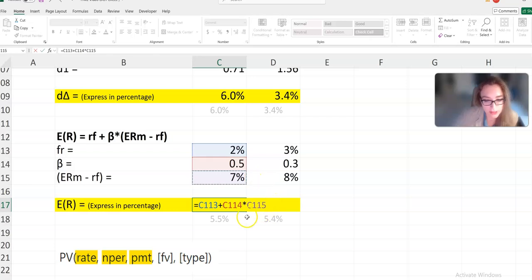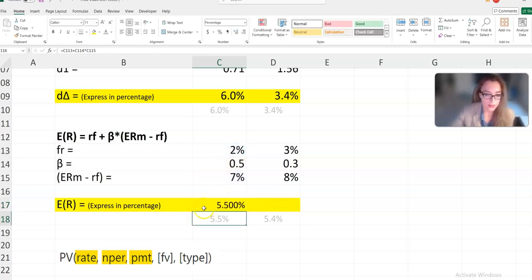So in the mathematical expression, multiplication takes a priority, so Excel will first calculate this part and then add C13 to it. And yes, we get 5.5%, remove unneeded decimal places, and let's copy the formula. 5.4.